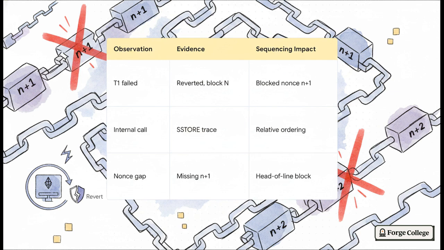For example, if you observe T1 failed, your evidence is the revert receipt in block N, and the sequencing impact is that it blocked nonce N+1. Or if you see a nonce gap in the pending pool, the effect is that head-of-line blocking we were just laughing about. This matrix forces you to make solid, evidence-based explanations rather than just taking a wild guess.